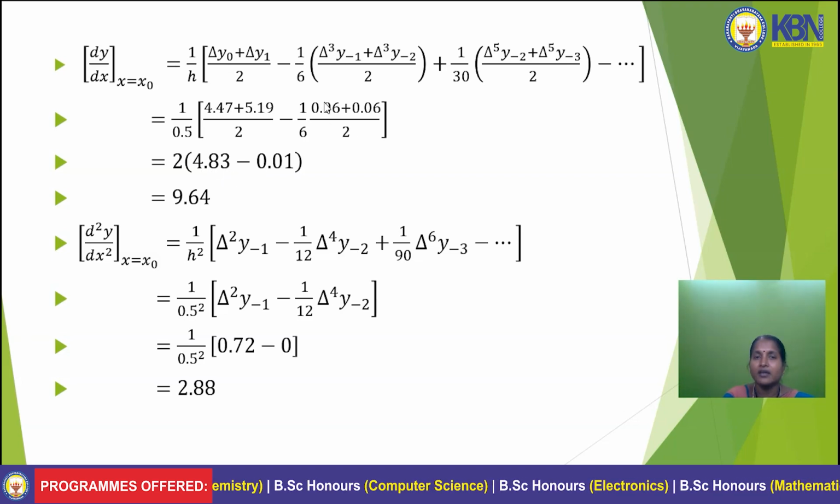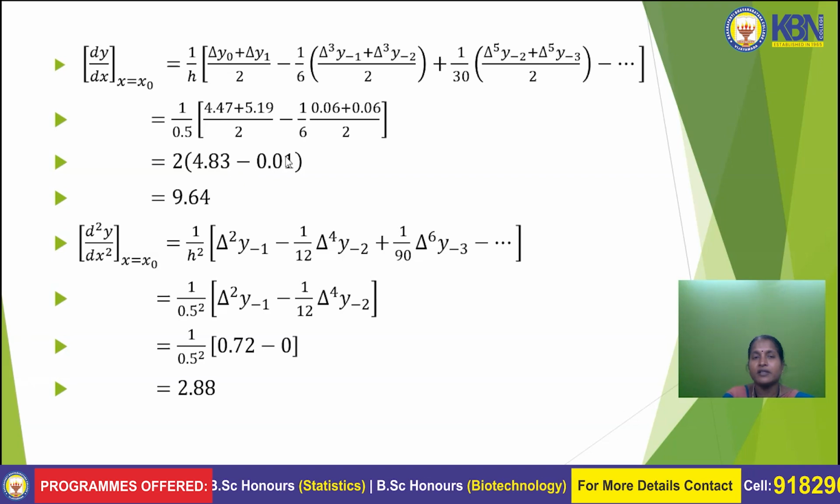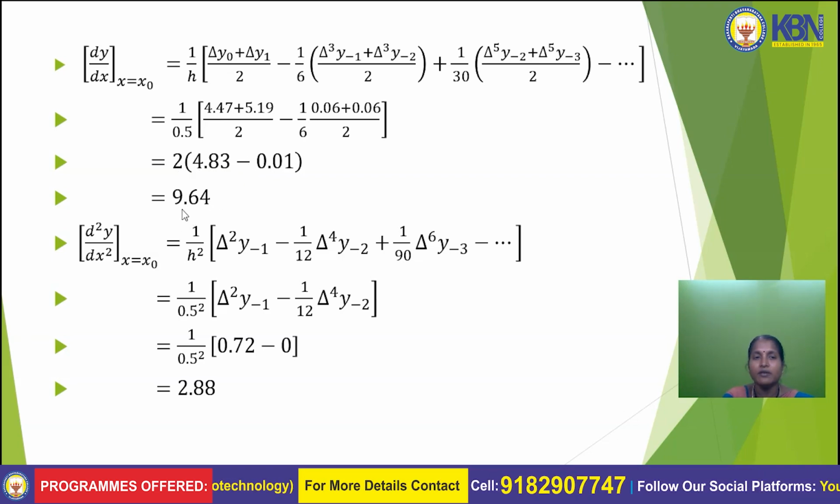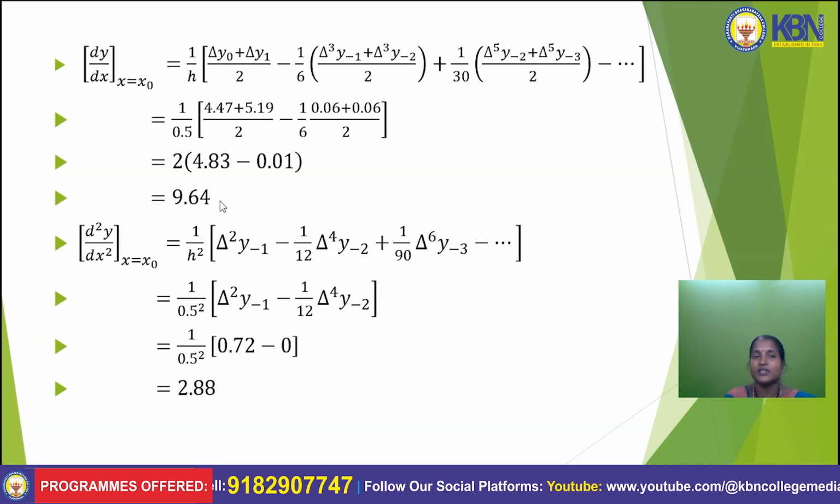Minus, again you can add these two terms, 0.06 plus 0.06 by 2 is 0.06, divided by 6, then you are getting the value 0.01. So finally 4.83 minus 0.01 and multiplying with 2, then you are getting the answer 9.64. Okay, this is the first derivative.